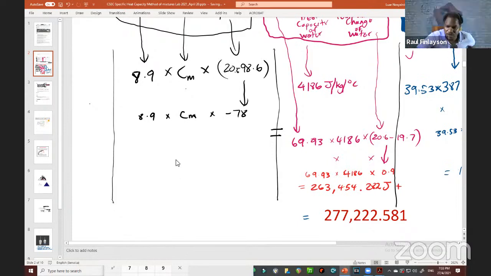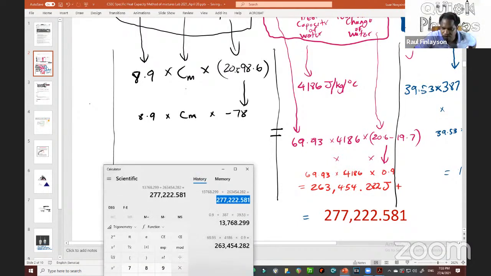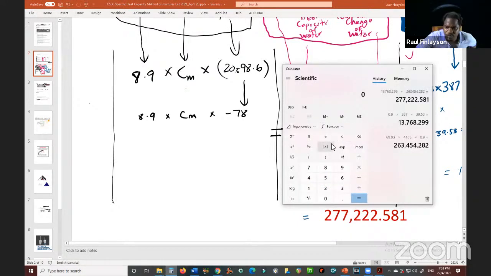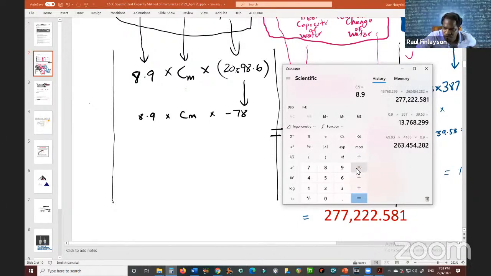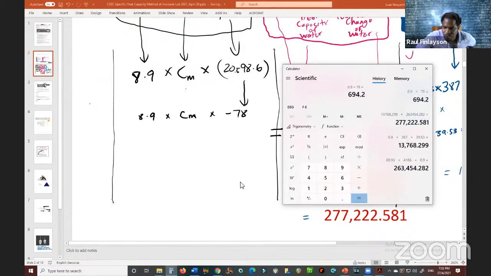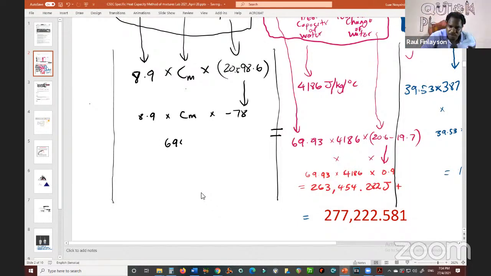And so when I go again, we'll carry this back down. So negative 78 times 8.9. And that'll give us 694. So 694 times CM.